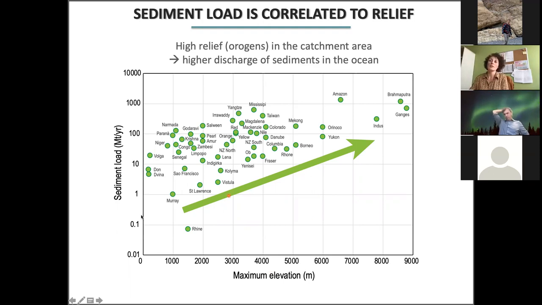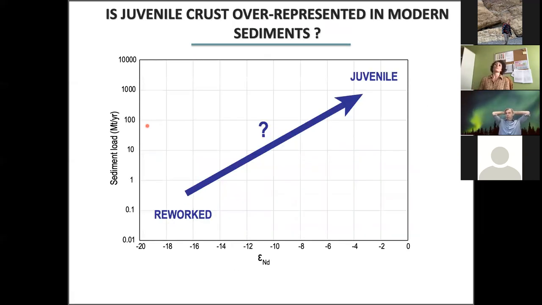And you can see that there is a quite decent correlation. This is not my result. This is something that is known for ages, I would say. So if you have high topography, such as here in the Himalayas, then you produce more sediments, okay? If we have a bias in the neodymium isotopic record of sediments, we should see a correlation between sediment load and their neodymium isotopic composition. And we should see that rivers that are discharging a lot of sediments have a more juvenile sediment composition than rivers that are discharging just a few sediments.